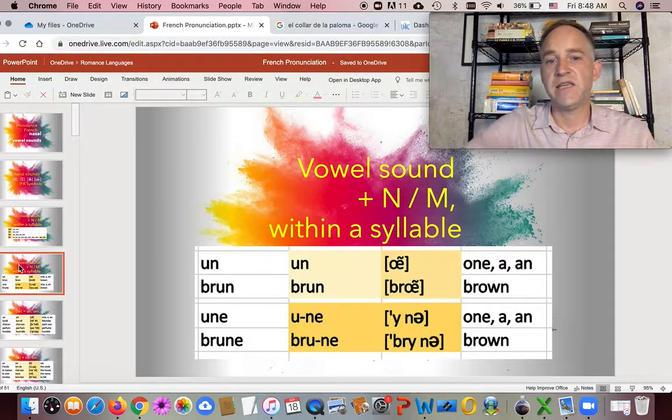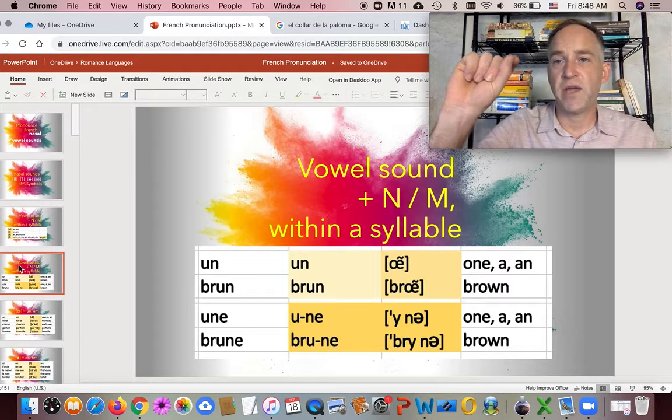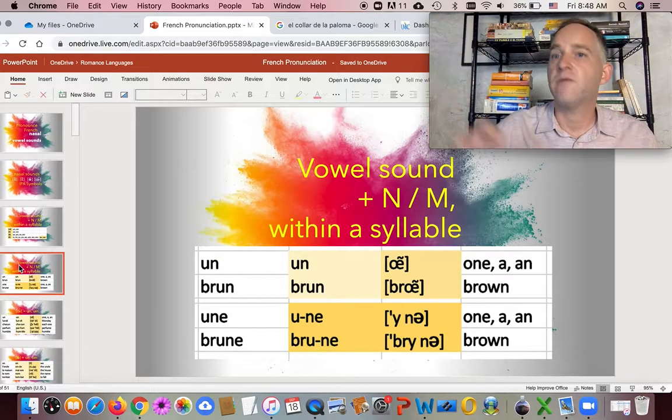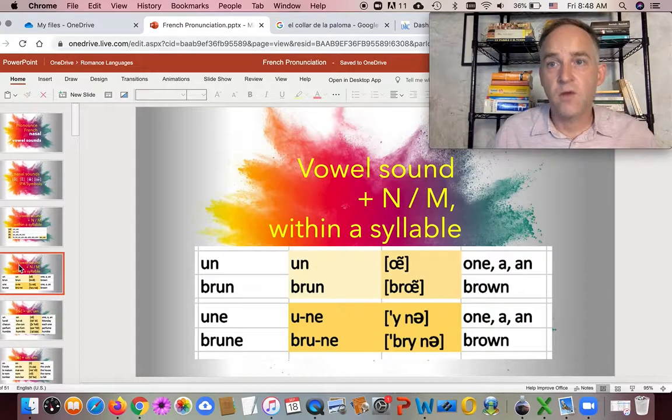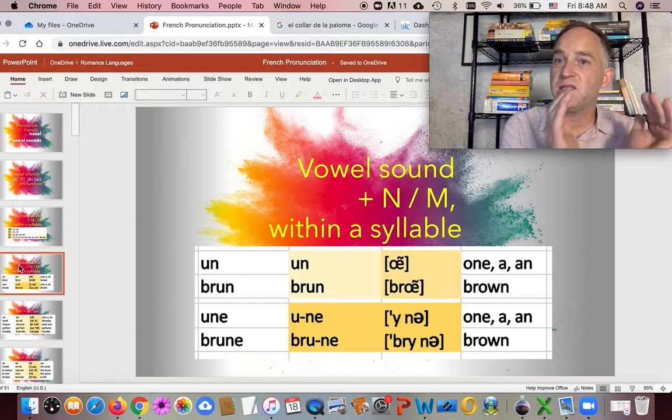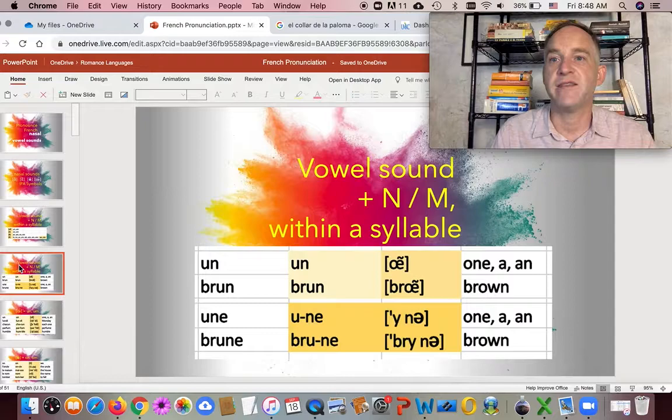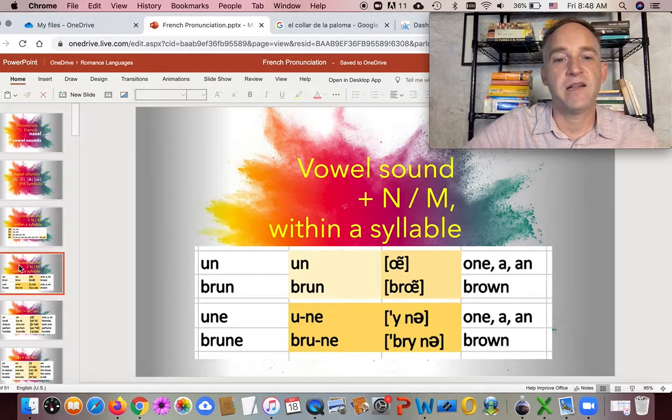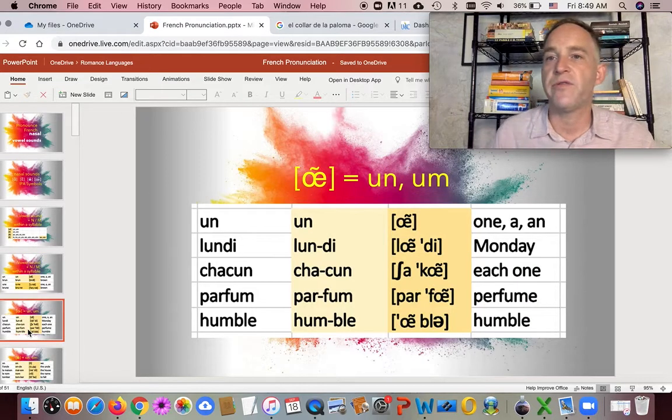And see the difference here when the hyphen is between the vowel and the N, we are not nasalizing. When they're together as part of one syllable, that's where you get the nasalization. So I hope that's clear for the moment, and I think it will be more and more as we go through this list of words. So we're just practicing from here on out on how to pronounce these things.